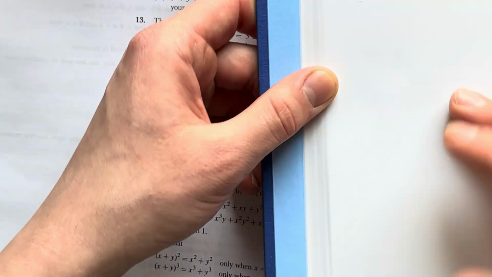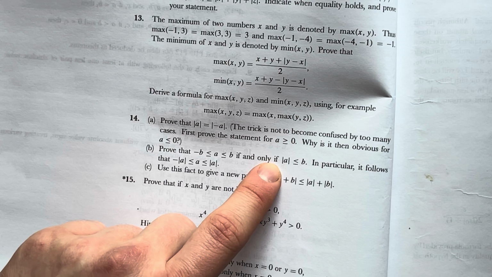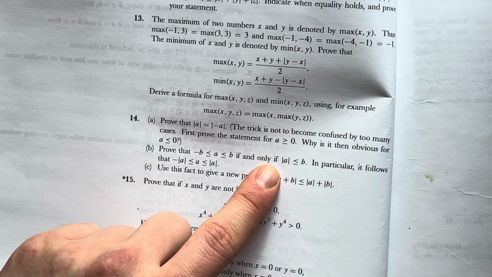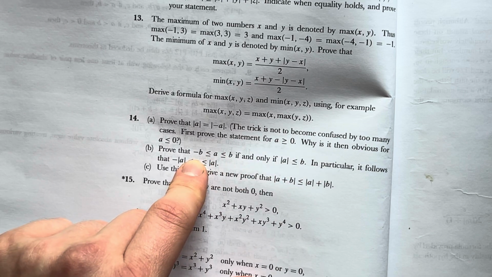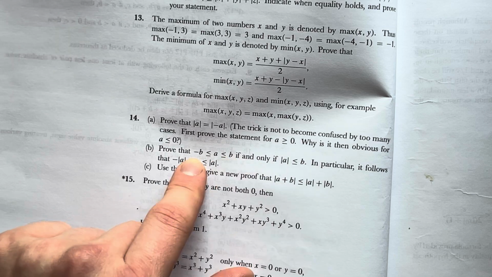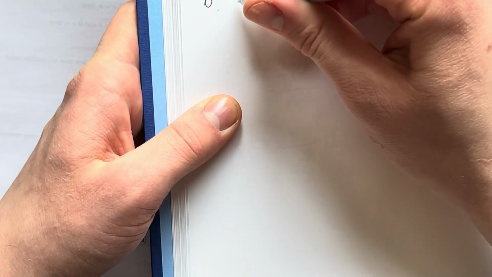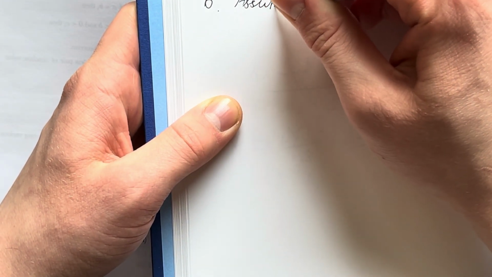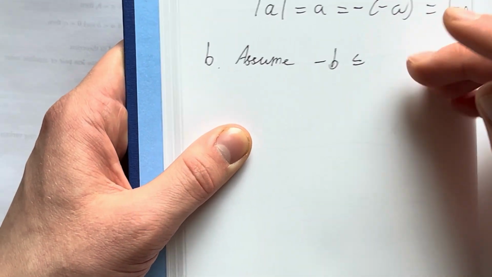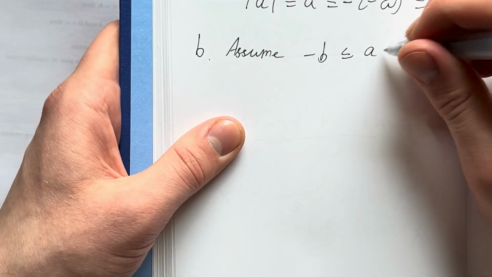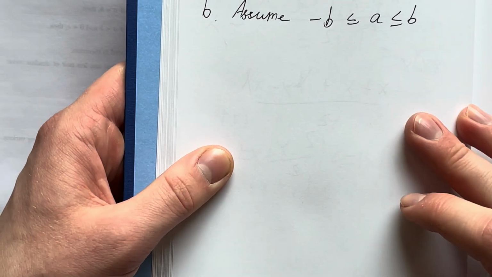So, it's an if and only if, meaning we have to prove it in both directions. Let's first assume the first and try to prove the second. So, assume minus b is less than or equal to a, which is less than or equal to b. Okay.